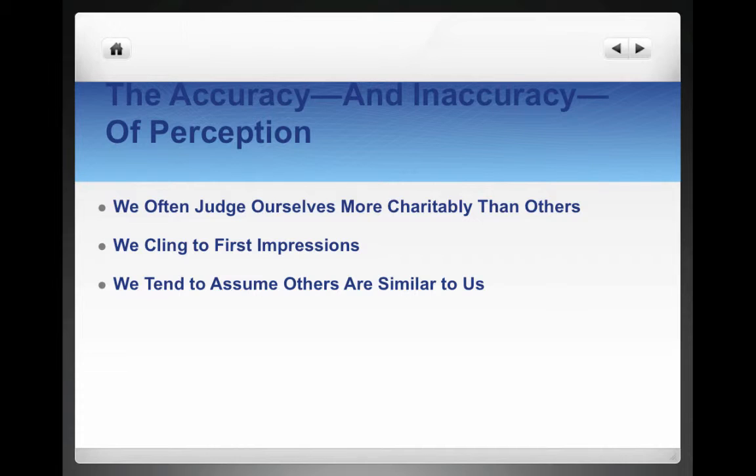We label people according to their first impressions in order to make interpretations about them. You may hear someone say, "He seems sincere." How do they know? They're just clinging to the first impression. Or you may hear, "They sound awfully conceited." Those are all about clinging to the first impression. And finally, we tend to assume that others are similar to us, but that's not always true.